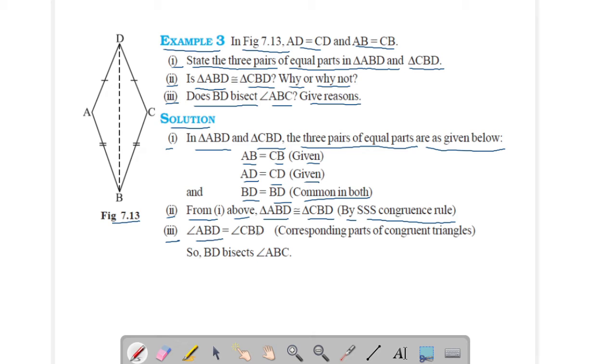Angle ABD equals angle CBD. Why? Because these are corresponding parts of congruent triangles. In short, we can also write CPCT. CPCT means corresponding parts of congruent triangles. So BD bisects angle ABC.